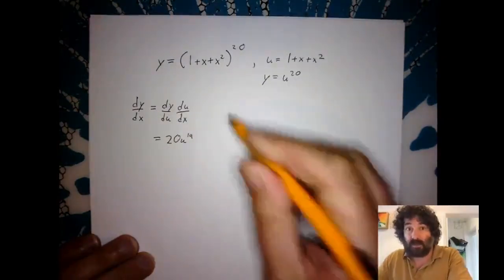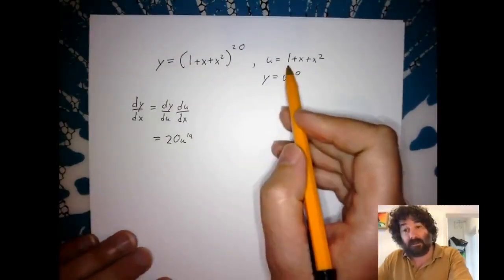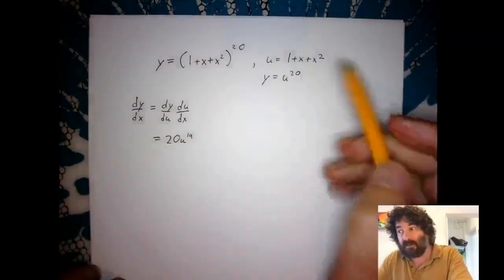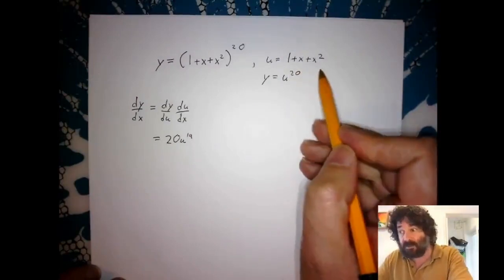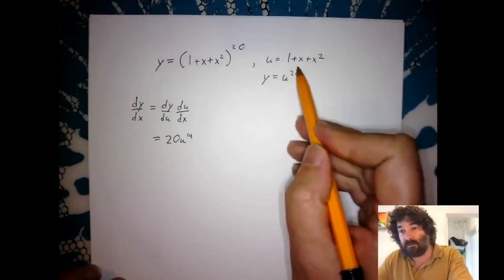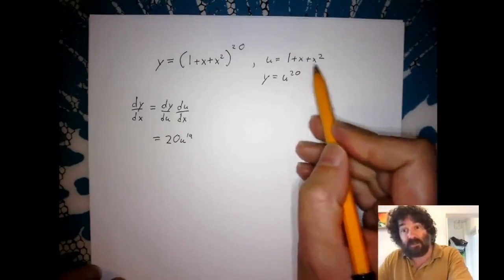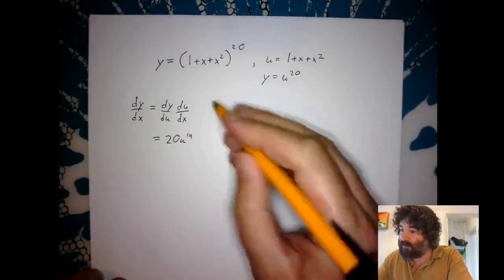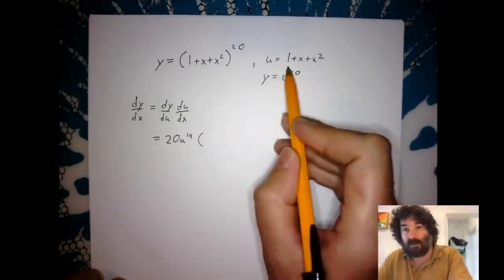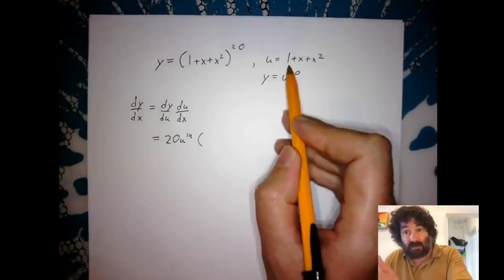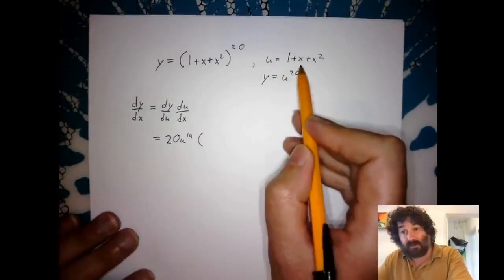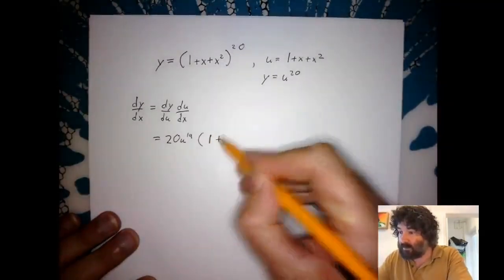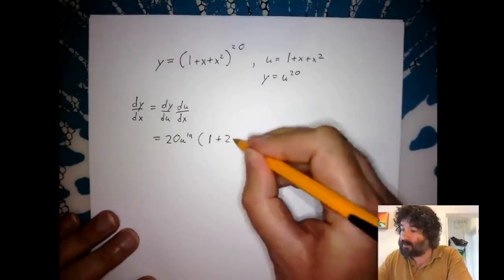dy/du, and then du/dx. Well, this actually uses a rule I haven't explicitly talked about in the lectures, which is the fact that the derivative is linear. When you have a sum of three terms, you can take the derivatives of each of the terms individually and then add them up. So the derivative of u with respect to x: the derivative of 1 is a constant, so it is 0. The derivative of x is 1, and then plus the derivative of x squared, which is 2x.